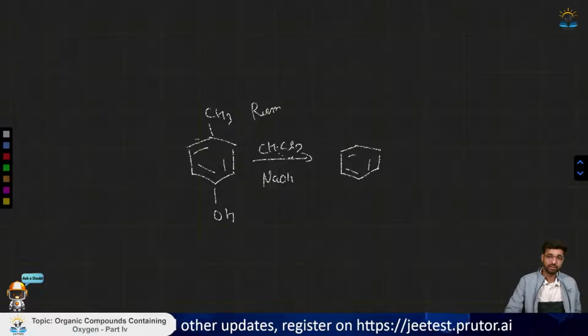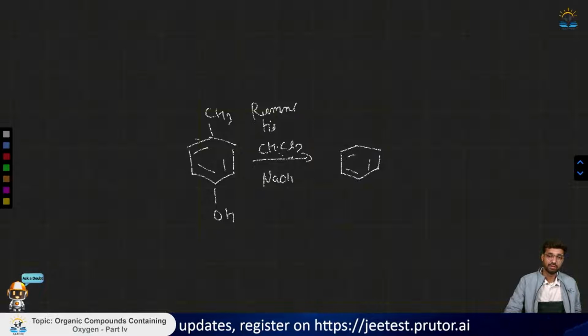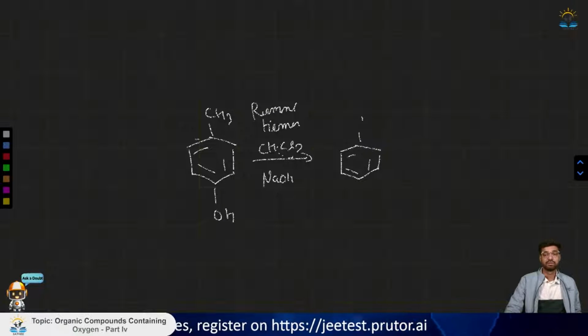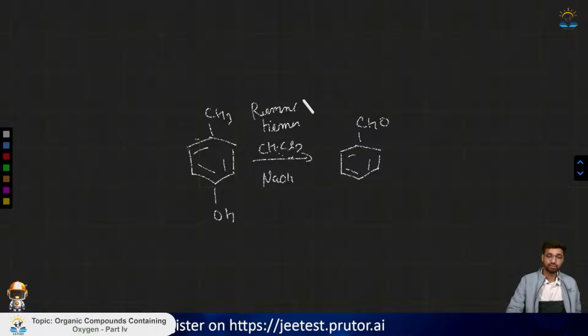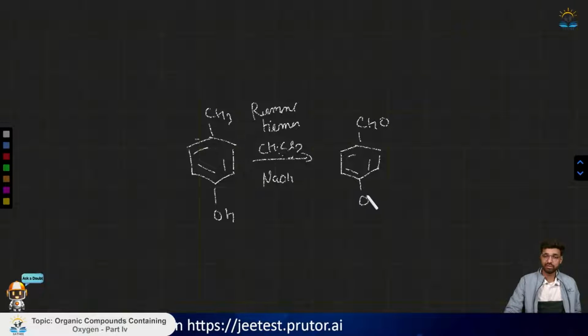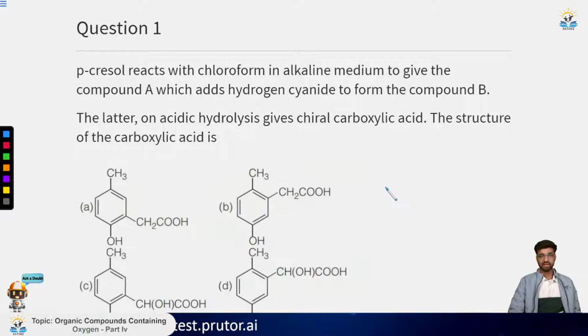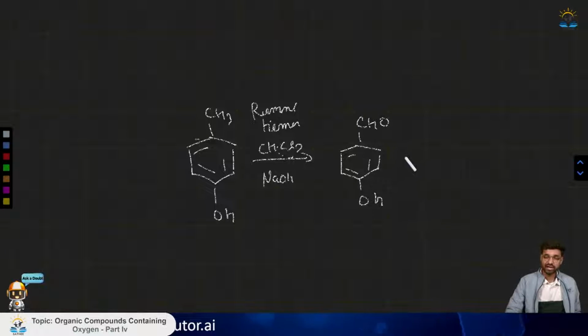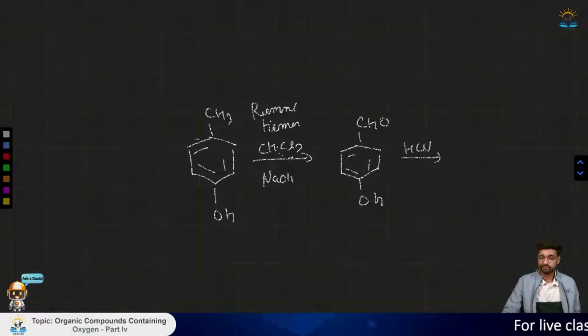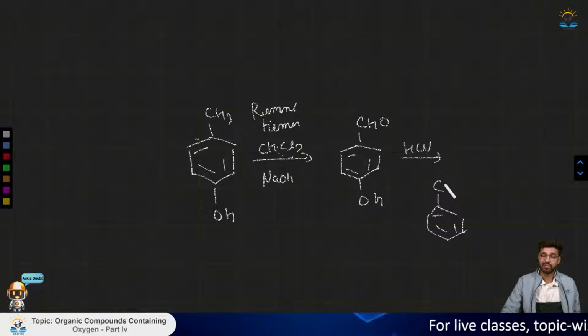The first step is the Reimer-Tiemann reaction. It goes through the formation of a carbene, which is not in your syllabus. I have not taught you here. Then in the next step, what will happen? Hydrogen cyanide will add. So the next step is nothing but a nucleophilic substitution. So as we have seen, let us see what will happen upon addition of this nucleophile.